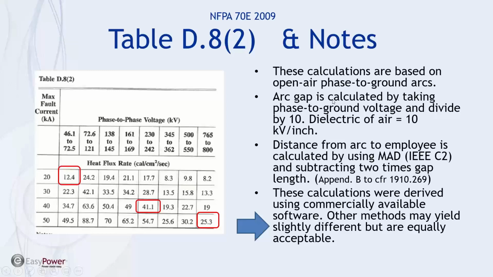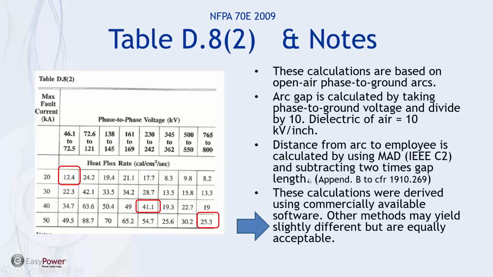The air gap is calculated by taking the phase to ground voltage and dividing by 10. At those voltages, an arc is fairly stable in terms of the resistance that air provides, and its unit of measure is the dielectric, about 10 kV per inch. And then the distance to the employee, or the working distance, is calculated by using the minimum approach distance, which again is found in C2, and subtracting 2 times the gap. And these are all detailed in both the standards and in the CFRs.